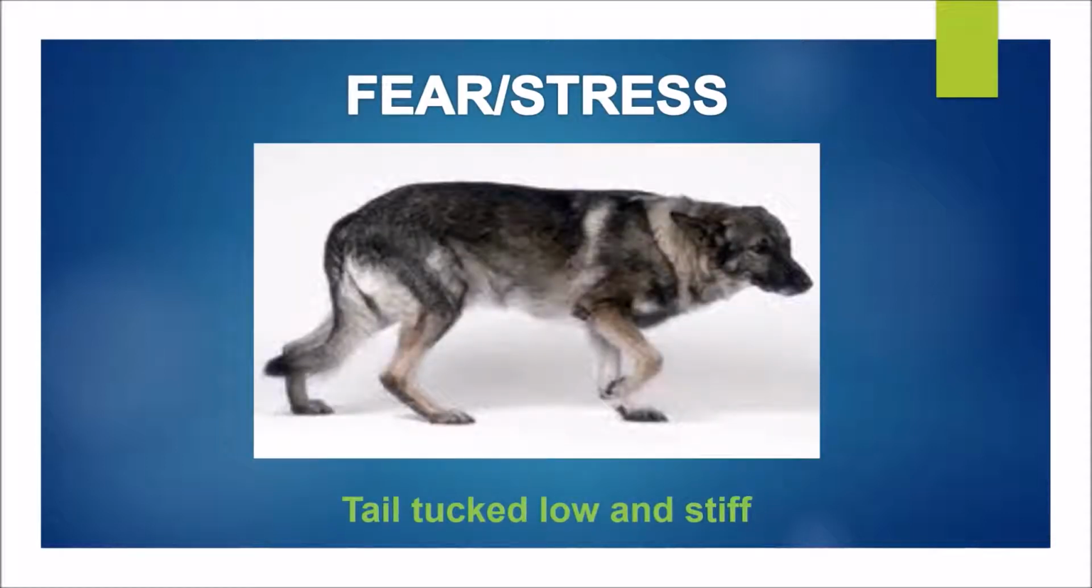Then we have our fearful and our stressed dogs. So again, we're looking for that tension and the tail becomes really low. The body can be very stiff, but that tail can be still wagging. And again, sometimes that's where miscommunication happens because people see it and go, oh, he's fine, he's wagging his tail. But everything about this picture here is saying, no, I'm really stressed.